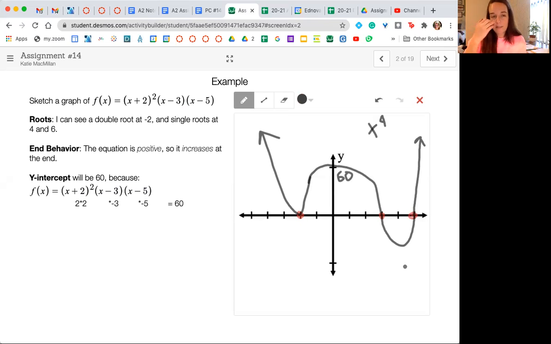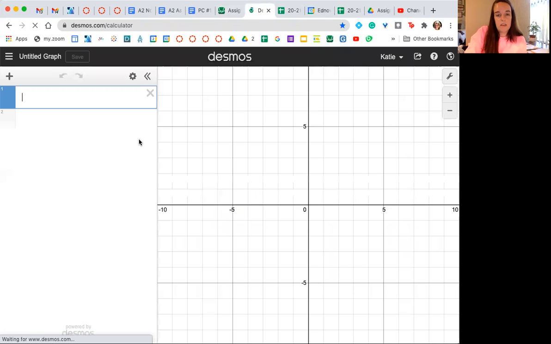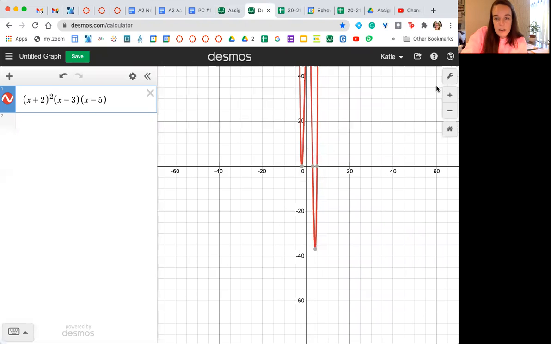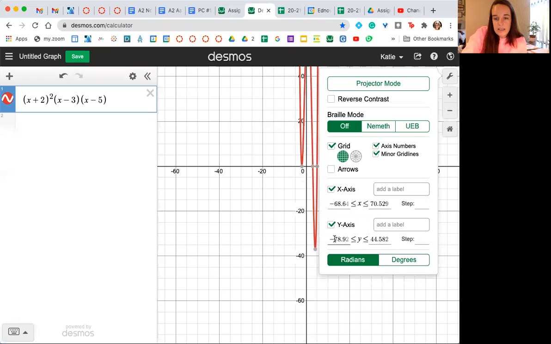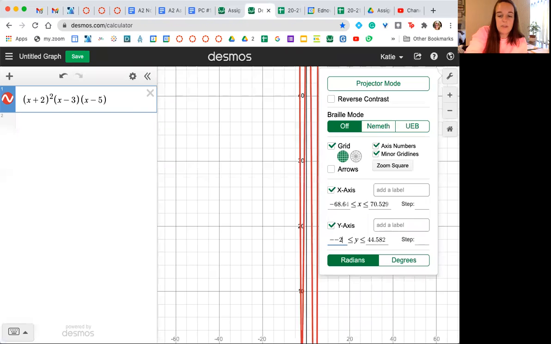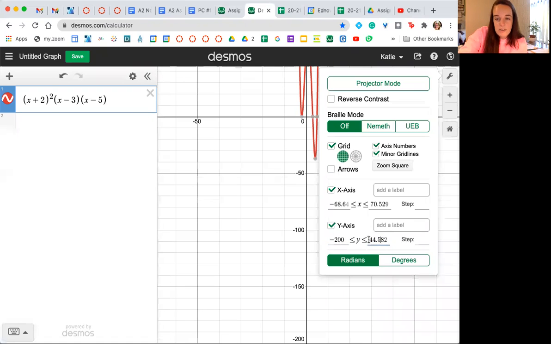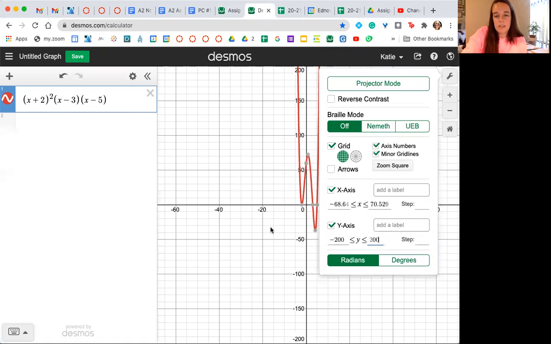Right. Obviously, the real graph looks a little different. Let me see if I can. We'll pull up Desmos here, like a calculator, and drop it in here. So I can see that this graph, I'll go ahead and adjust my axis here. We'll try -200 and +200, just so we can see the graph.